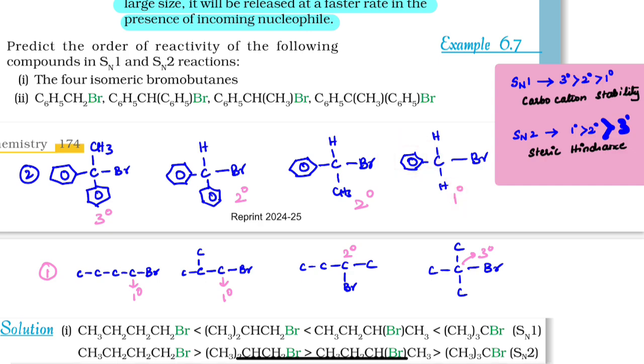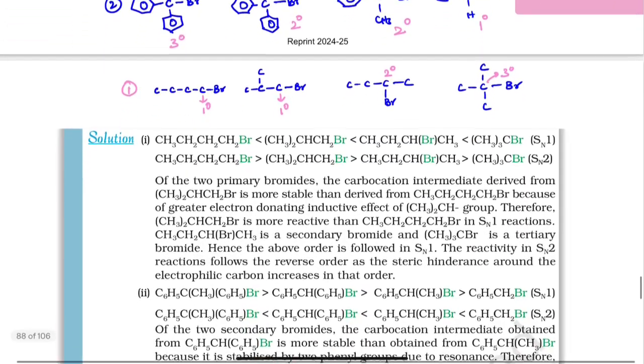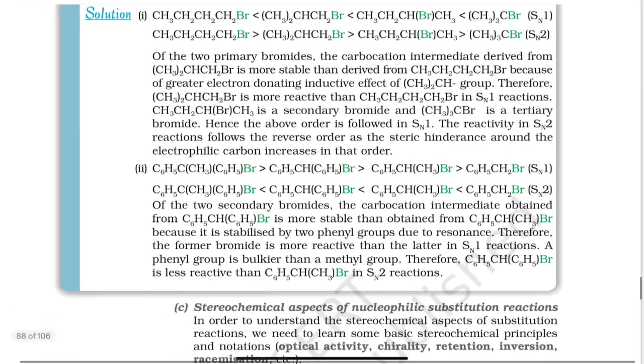Therefore, for SN2 reaction, this is first place. Primary will be first, and then second, and this is third, and this is fourth. So this is what is explained here. So you can go through it.